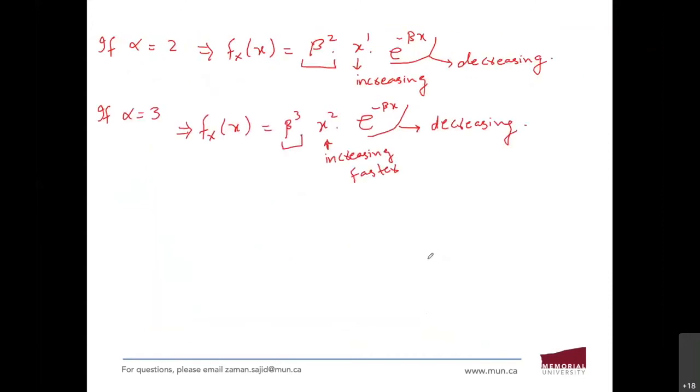Now, these points were true when we are changing alpha. Let's see what happens when we change the rate parameter, which is the beta. Now, if I increase my beta, what I get here, f of x is beta power alpha e power minus beta x. Now this indicates the height basically. And again, this parameter indicates a decrease.